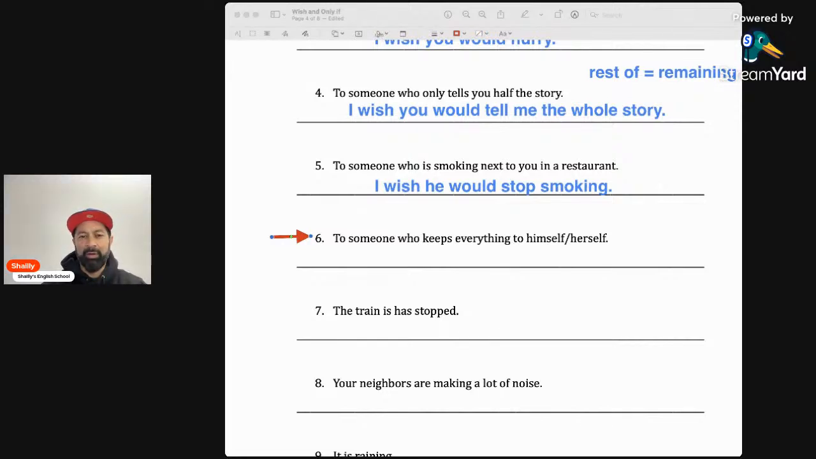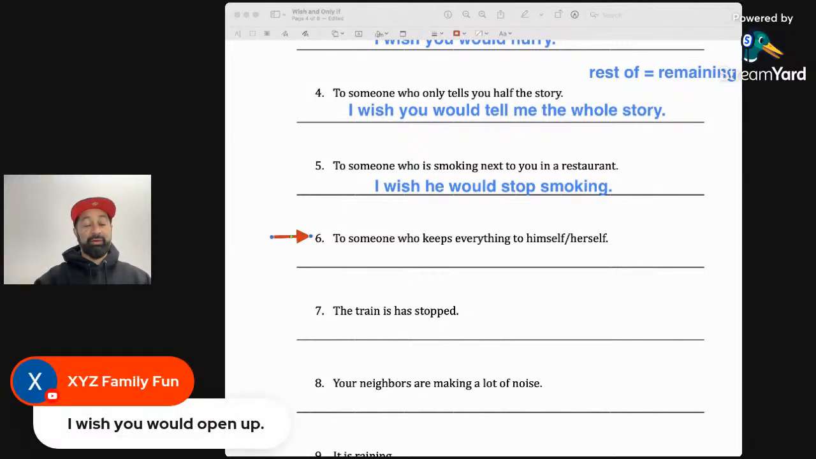All right, so what are you going to say to someone who keeps everything to himself or herself? This will be the last one with would, then we'll move on to another example. XOZ, perfect, great sentence. I wish you would open up. This is a great sentence. I'm going to put it onto the screen. I wish you would open up.